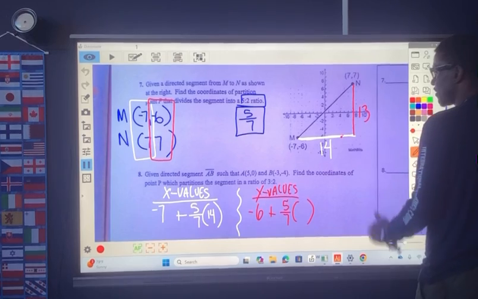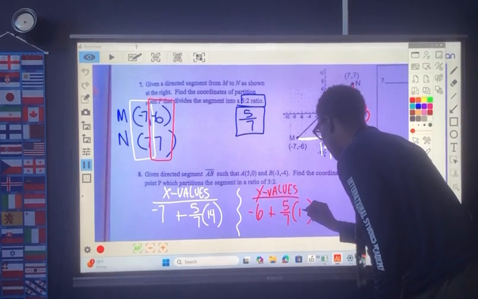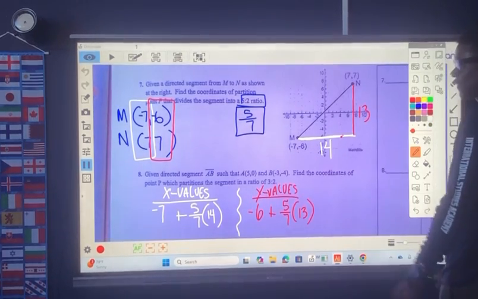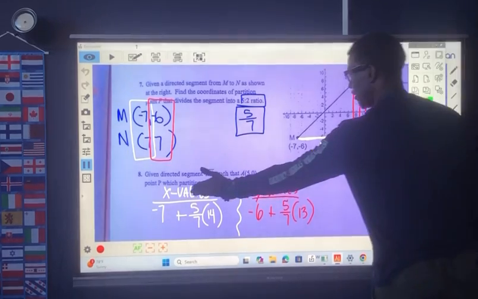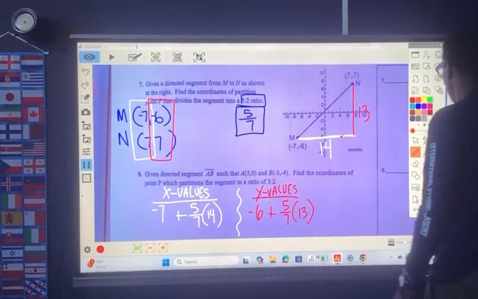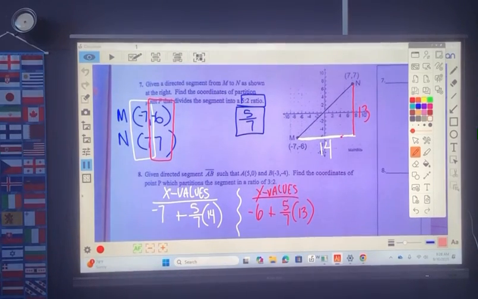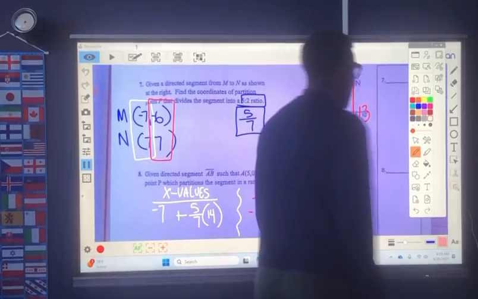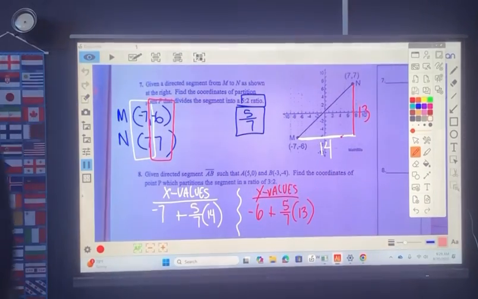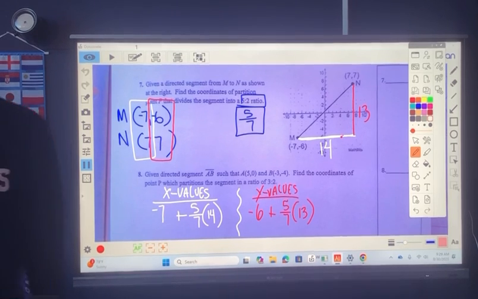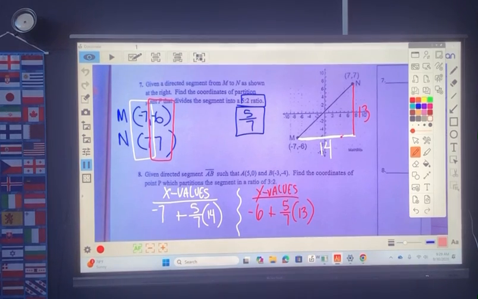5/7 of what distance? 13. Very good. Chat, we've just figured it out. All you do now is simple algebraic math. So we need to figure out -7 plus 5/7 of 14. You're probably going, well, what's 5/7 of 14? 10. Calculator. 10. That's why I gave all y'all calculators. Yeah. 10.